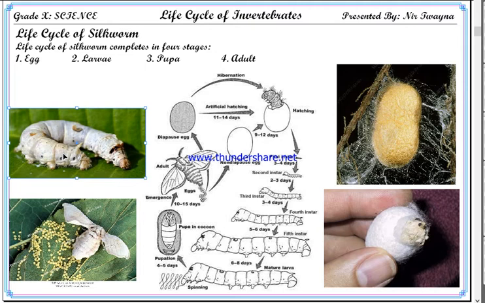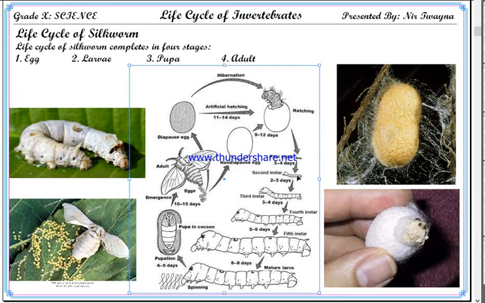Exoskeleton is very hard, like an iron plate. If you are kept inside an iron plate, you cannot grow. It is just like that. So what they have to do is shed the exoskeleton they have developed. That means they have to shed their skin. That process of shedding skin during the larva stage is known as molting.